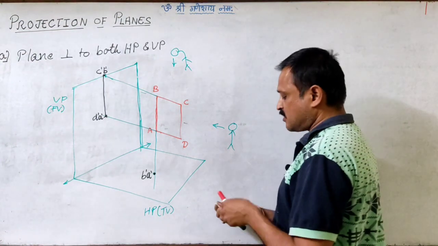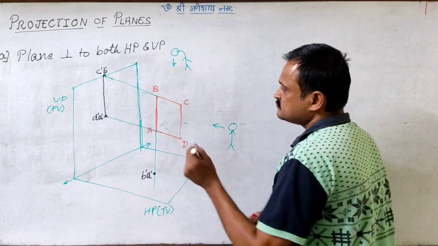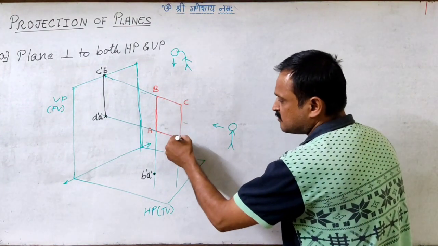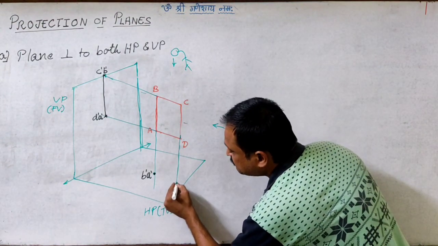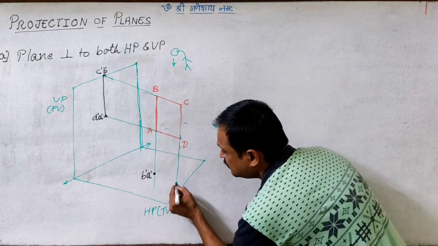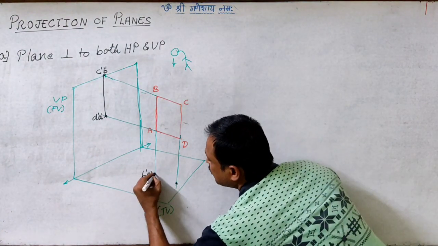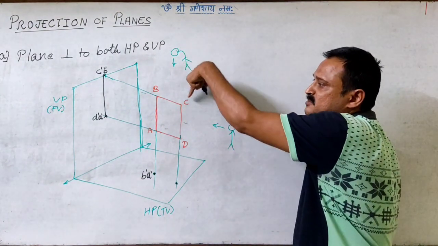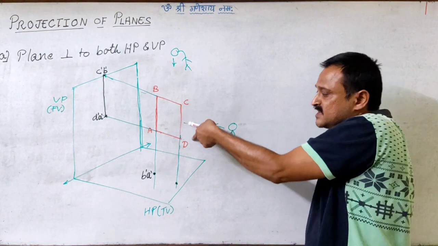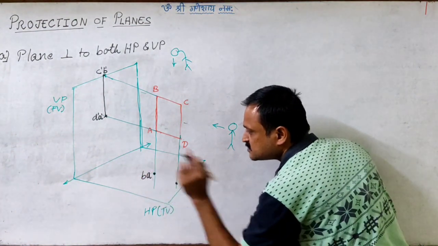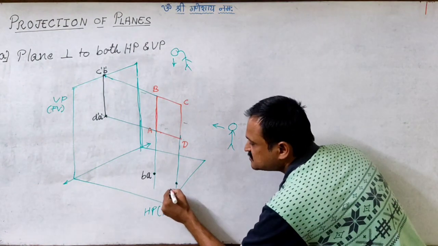Then we will drop the projector from C, and then we will drop the projector from D. Wherever the projector strikes the horizontal plane, I will get the image of C and D. Looking from the top, I am able to see C first and then D. So it will not be dash, it is the top view, so it is BA, and this is CD.